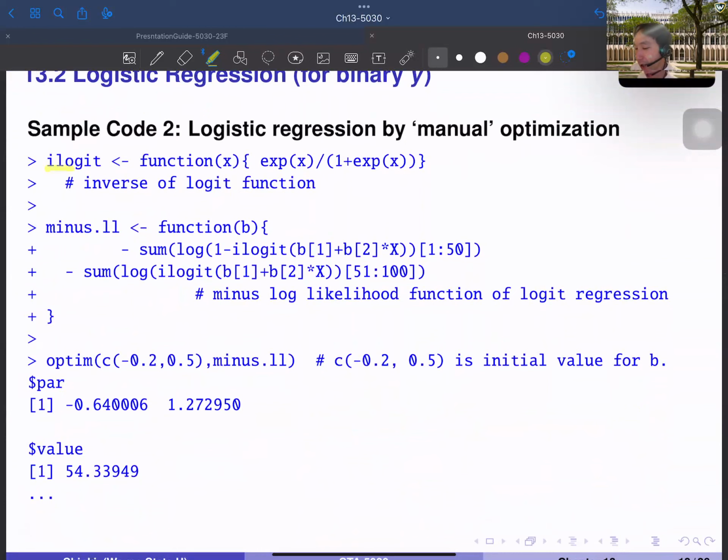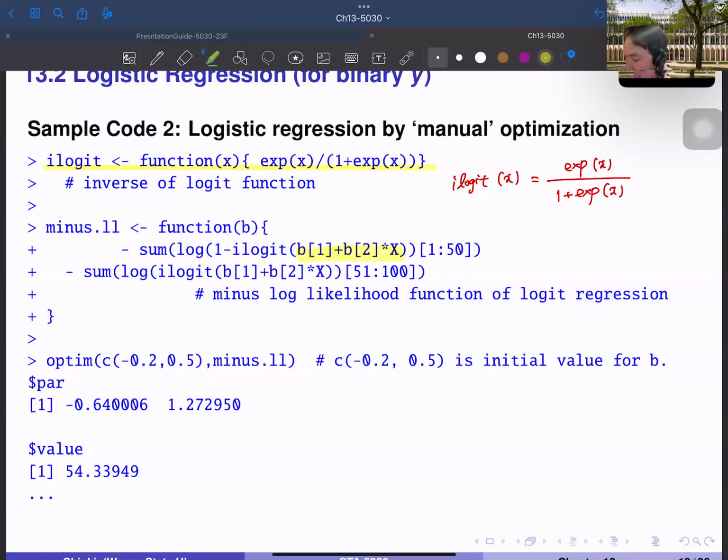So at first, I defined the inverse logit function. The inverse logit of x is defined by the exponential function of x divided by 1 plus the exponential function of x. Then, given a data set, the y and x are given. We calculate the linear combination of x. Okay, so we want to optimize the parameter.